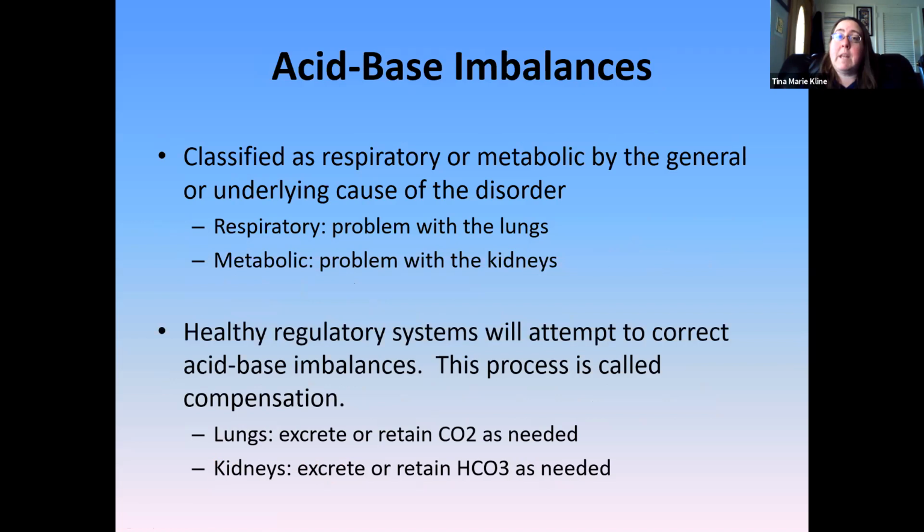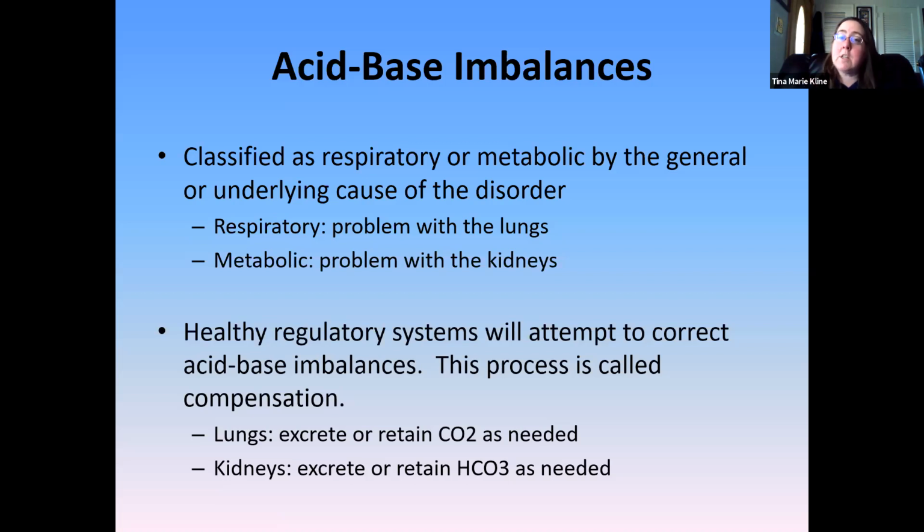So when you have something that's off, when the pH is not within the normal limits, it's either going to be acidotic or alkalotic, based on which way the pH is going. But then it's going to be classified as either respiratory or metabolic, and that's going to be based on the cause of the disorder. What is the issue that's causing the problem?